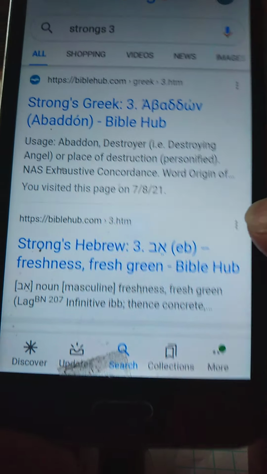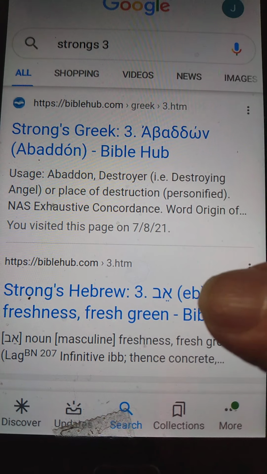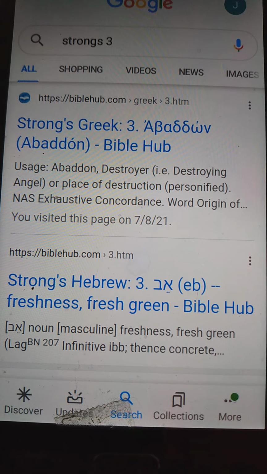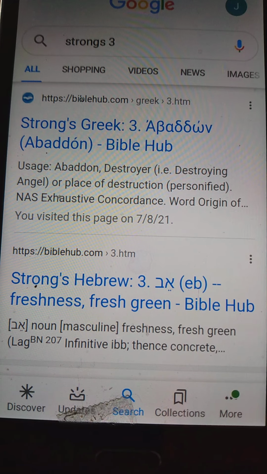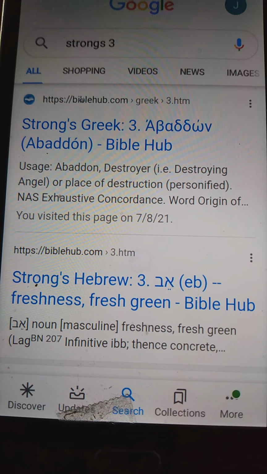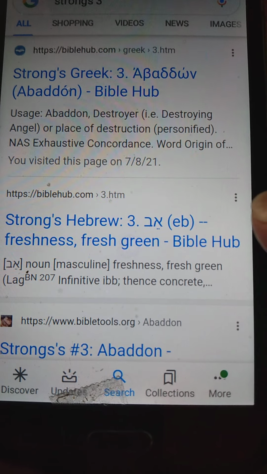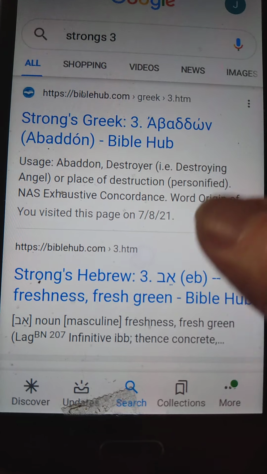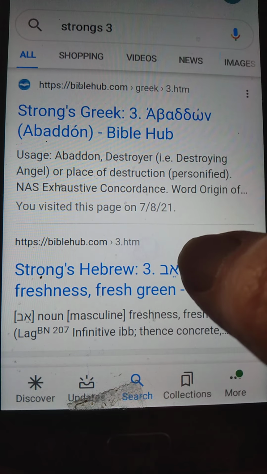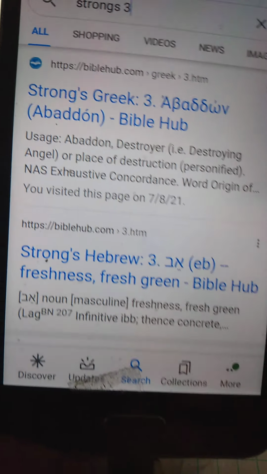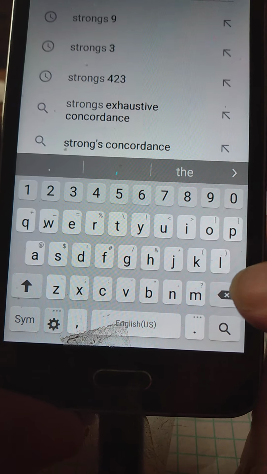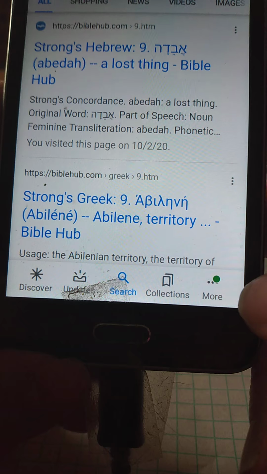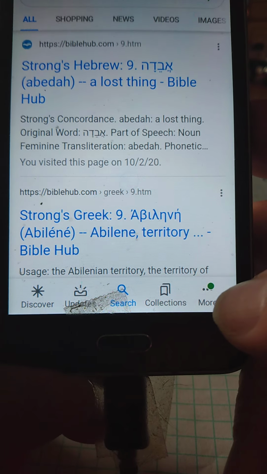Strong's 3 is also, which is interesting, Abaddon, Apollyon, i.e. destroying angel, place of destruction, which 9 is territory. And it's also a lost thing. But I think it's the same thing as 3, basically. Strong's Hebrew 3 is freshness, fresh green. So it's pretty interesting how they're totally different here, night and day, on the Hebrew and the Strong's on this one. And then Strong's 9 is a lost thing and a territory, okay? And I did 423, which was an oath, and also without reproach.